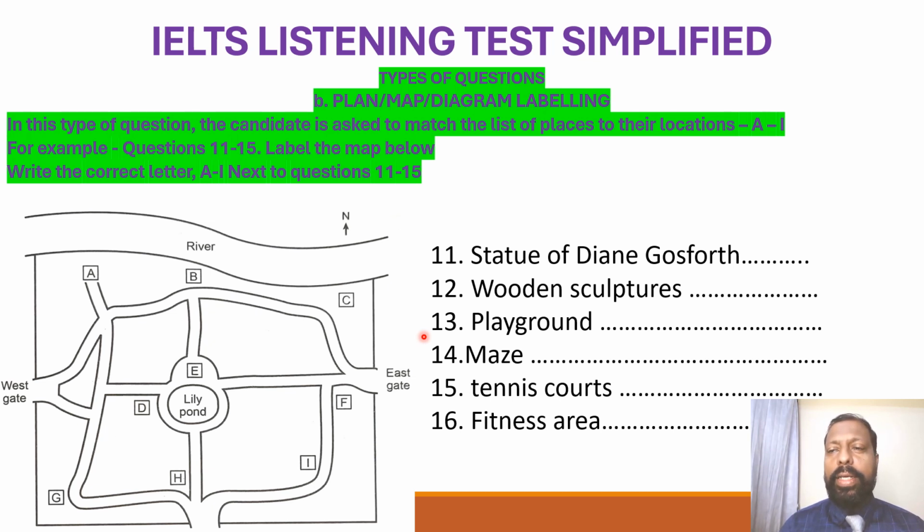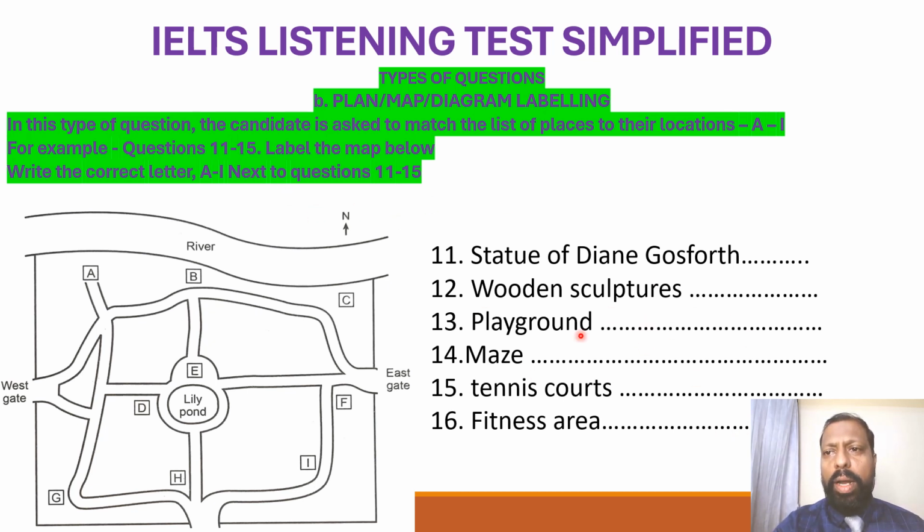Let's have a look at it. Plan, map, diagram labeling. In this type of question, the candidate is asked to match the list of places to their locations. It's very simple. You can find locations A to I in the diagram, in the map here. For example, questions 11 to 15: label the map below, write the correct letter A to I next to questions 11 to 15.